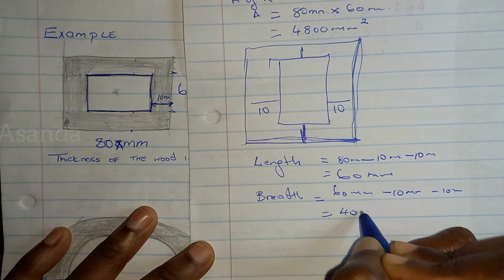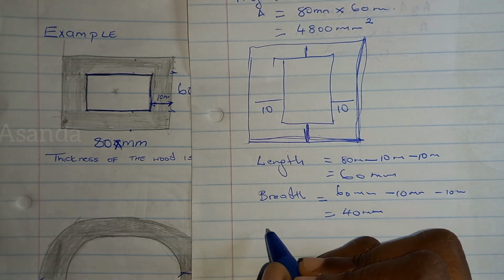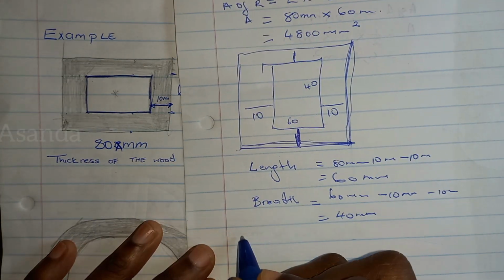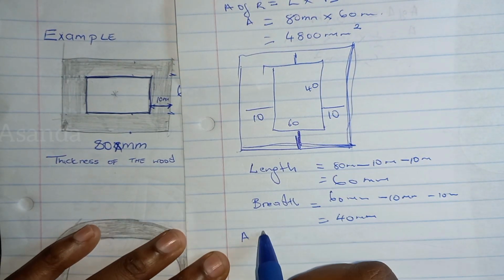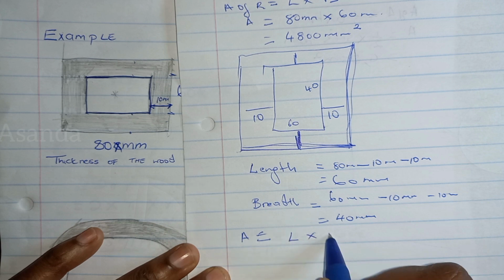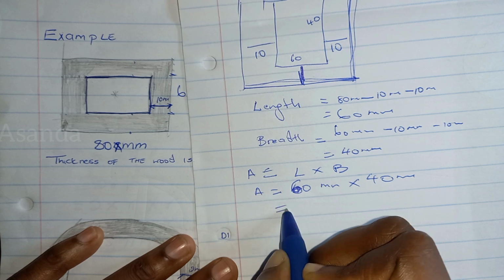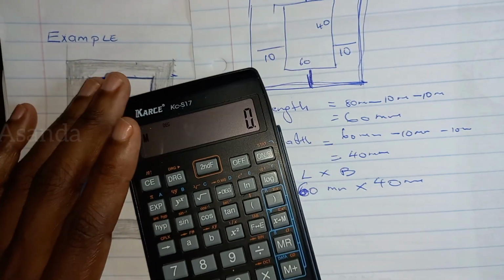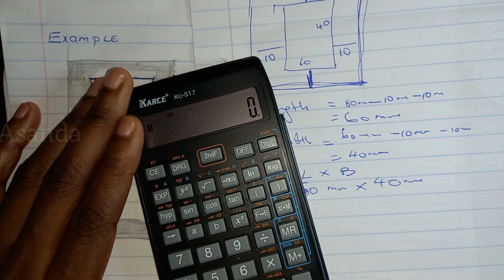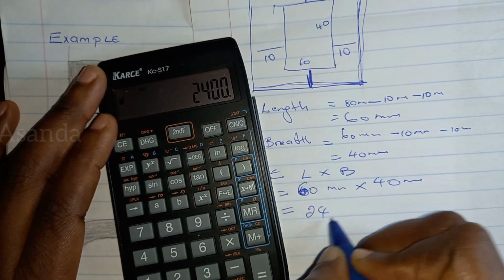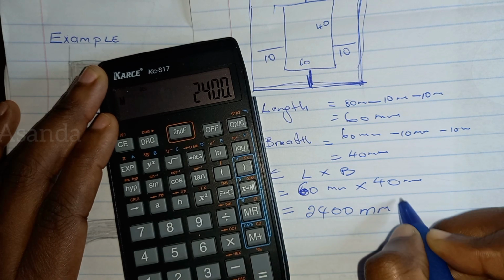Then we have the 40 millimeters. So our area then will be for 60 by 40. Our area of a rectangle is equal to length times breadth. So area will be 60 millimeters multiplied by 40 millimeters, and then we get the area of the smaller rectangle, which is 60 by 40. And we get 2,400 millimeters squared.